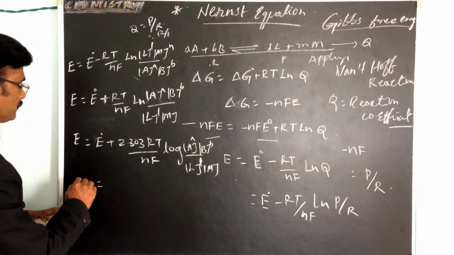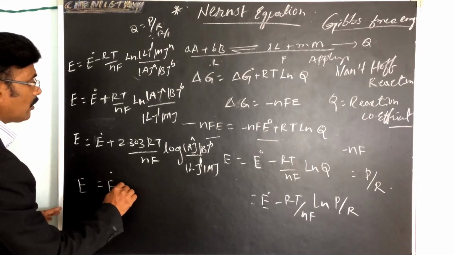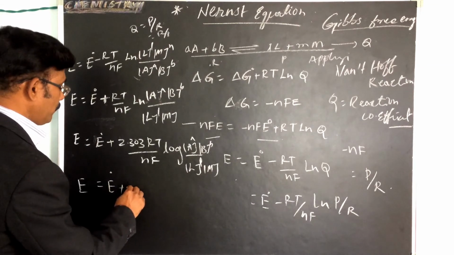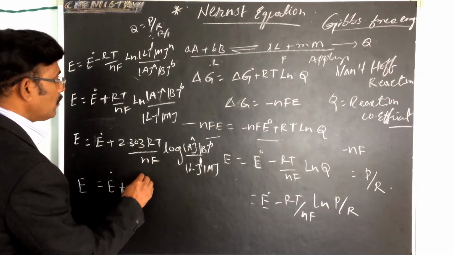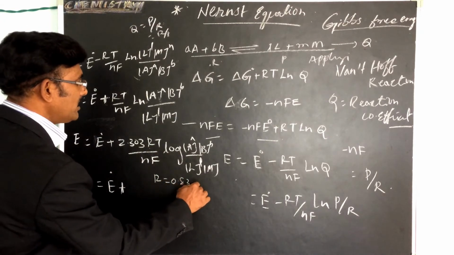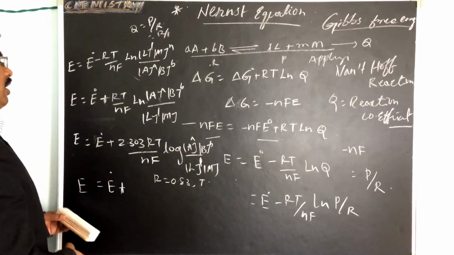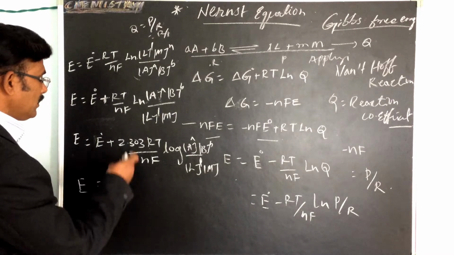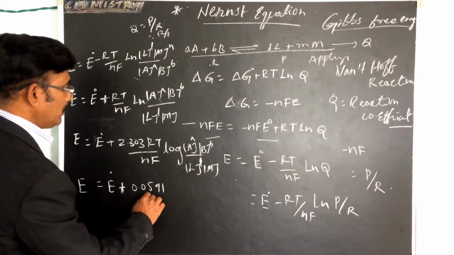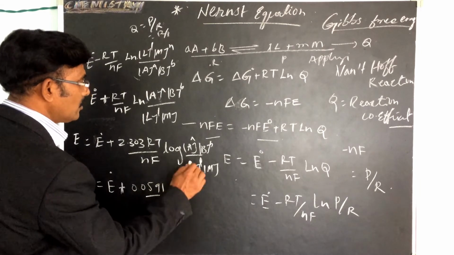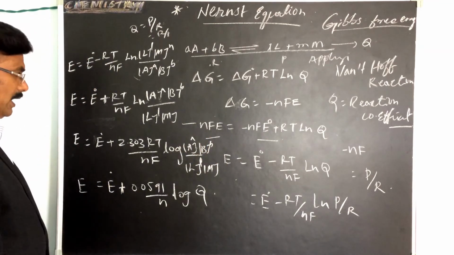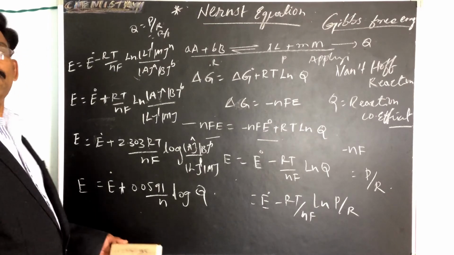If the values are provided, R is equal to 8.31, T is the absolute temperature, and if you substitute all the values in this, you will get 0.0591 by N log Q. So this is the final equation.